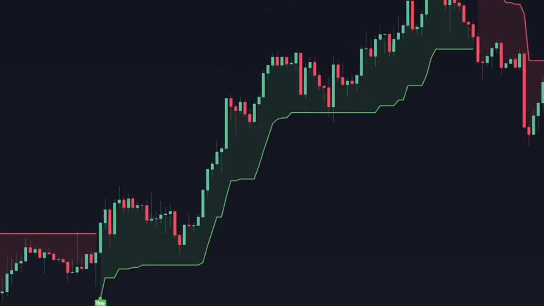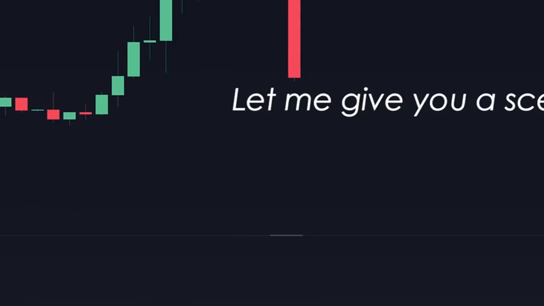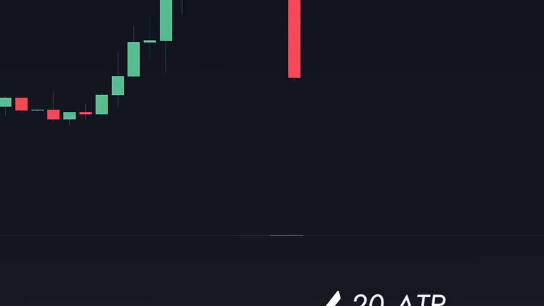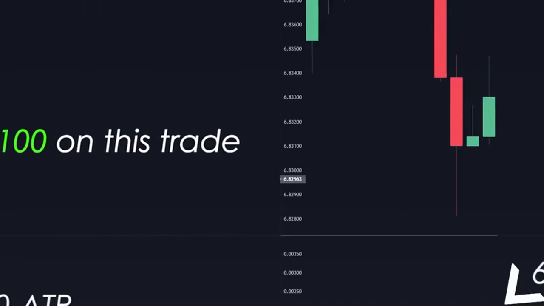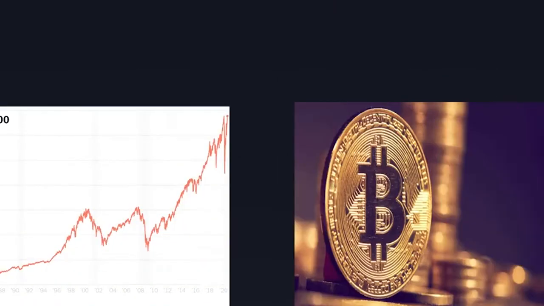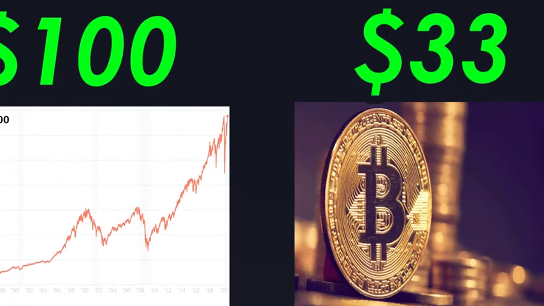So now, I'm revealing an important money management strategy that you can use with the ATR. Let me give you a scenario. Let's say you're trading and the current ATR value is 20 and you're risking, let's say, $100 on this trade. So my question is, do you think it makes sense to risk that same $100 on a trade which has a 60 ATR? No, because it's more risky. That's like saying you would risk the same amount of money when investing in the S&P 500 and Bitcoin.